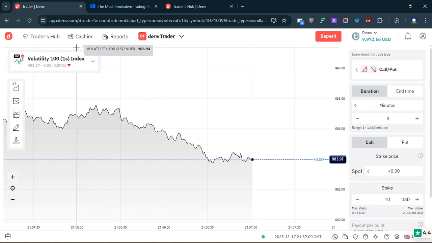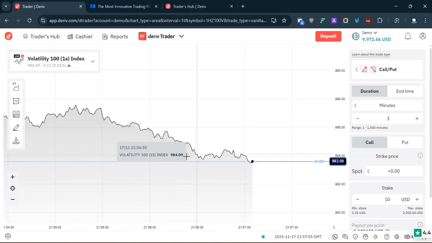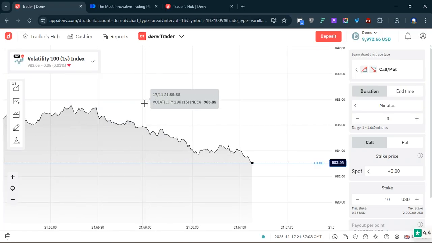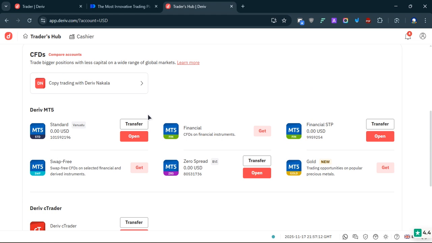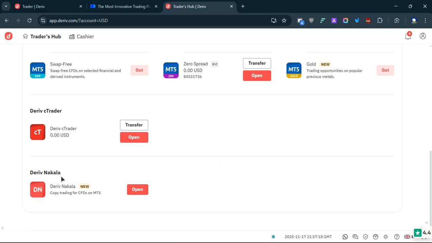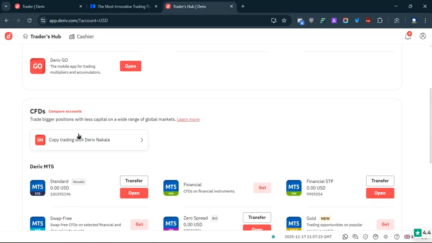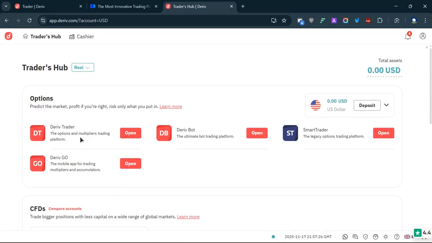So Deriv does offer MetaTrader 5 trading, and that is a real trading account. It has real trading accounts, as you can see on their trading hub. So here we have MetaTrader 5 trading accounts, and then we also have Deriv cTrader. So here we also have a real trading account, and then we also have a binary option here. So Deriv Trader is a binary option.